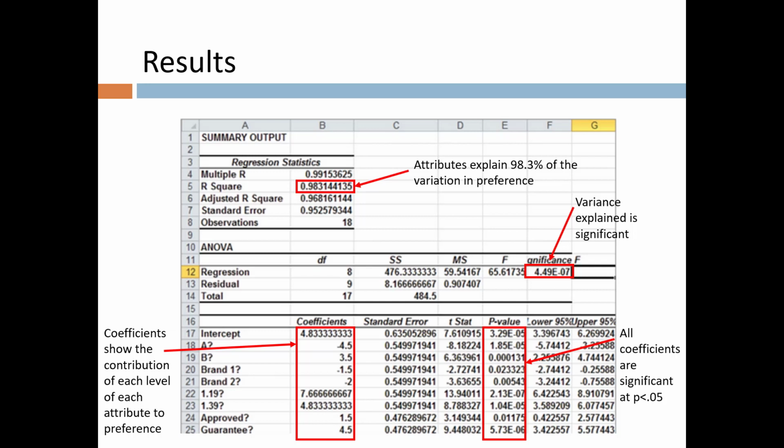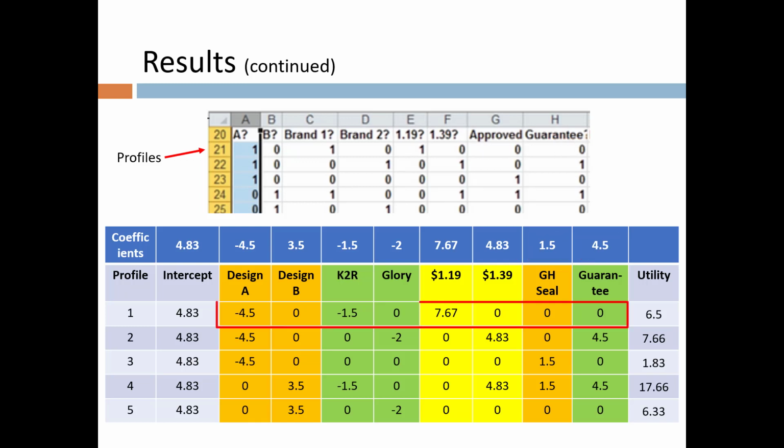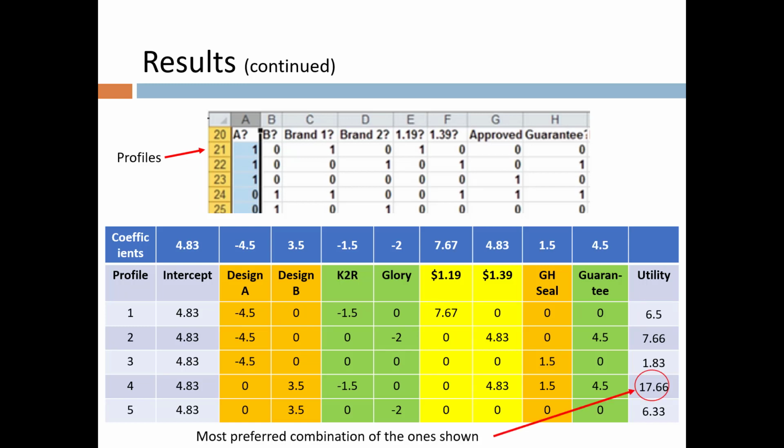So now let's put these results to use and figure out the utility or value of each profile to the consumer. To do this, we go one profile at a time. We multiply the coefficients for each variable by the value of the variable for that profile and then add up the total for the profile. This gives us a utility value of 6.5 for profile 1, 7.66 for profile 2, etc. Looking down the last column, we can see that profile 4 has the highest utility value among the ones shown here, with a utility of 17.66. This means that it is the most preferred combination of the ones shown here.